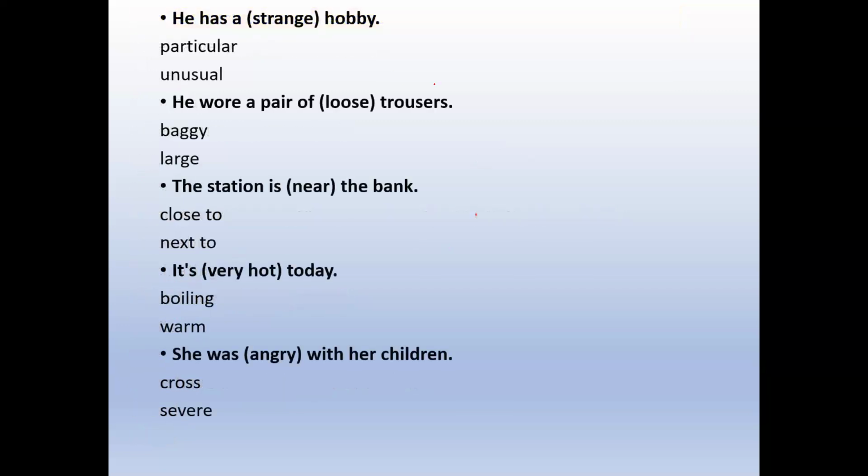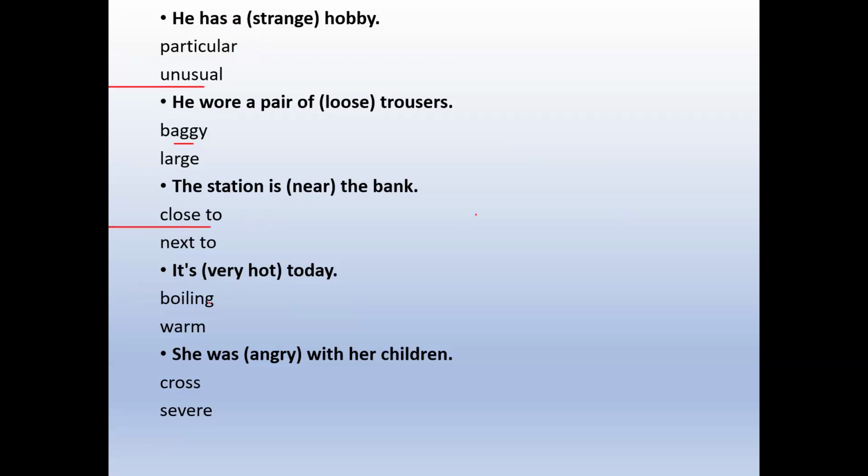And the next one, let's see the strange. He has a strange hobby. Unusual. Yeah, because sometimes we use particular also, but according to this sentence, the better word is unusual. He wore a pair of loose trousers. Baggy. Loose, because this is trousers, right? So baggy. The station is near the bank. Close to. It is close to the bank.